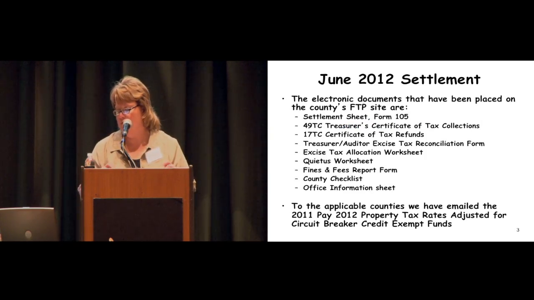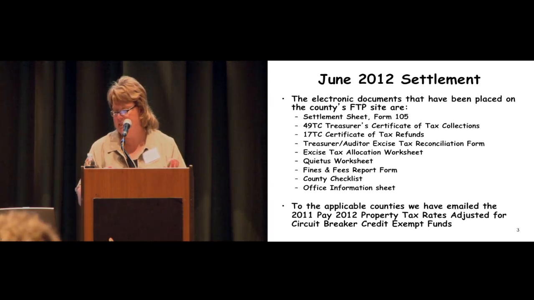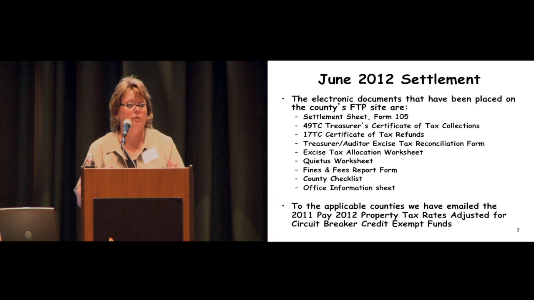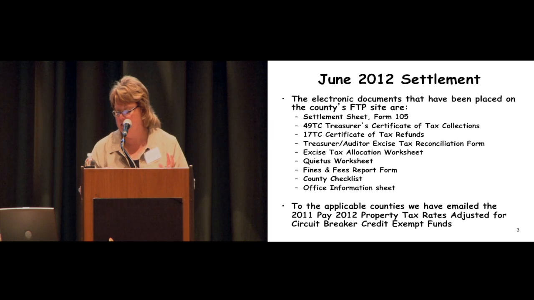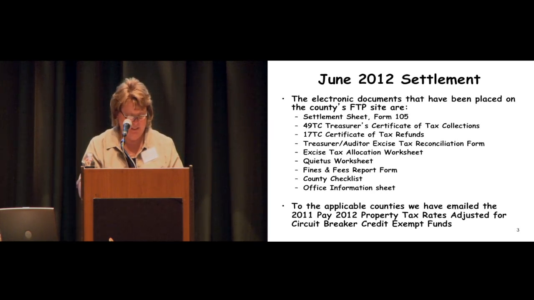And that would be your settlement Form 105, the 49 TC, the 17 TC of refunds. If you're doing refunds in spring, of course, you need to do the 17 TC. Your auditor-treasurer reconciliation worksheet of excise, that's your new favorite form. Your excise reconciliation worksheet. The Quitus worksheet isn't out there, but it will get out there. Your fines and fees report, the checklist, and also I did not include the officer information sheet because you should already have that.